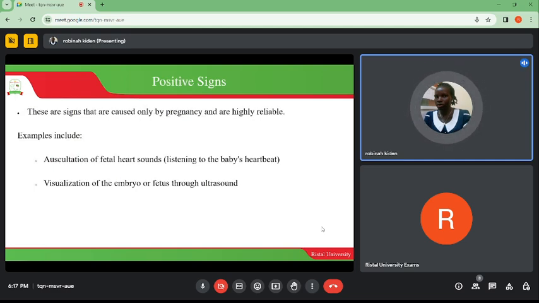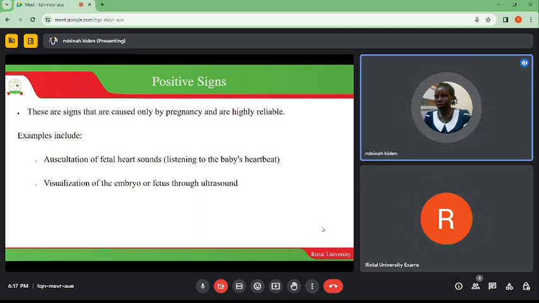Then we have the positive signs. These are the signs that confirm that the woman is really pregnant. And these are the only reliable signs that we can rely on to pronounce pregnancy.